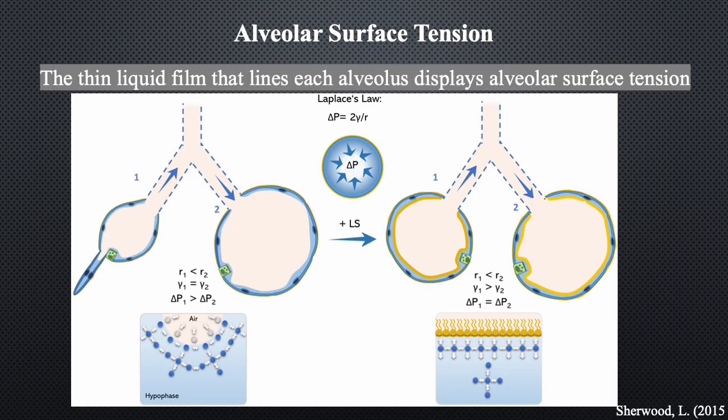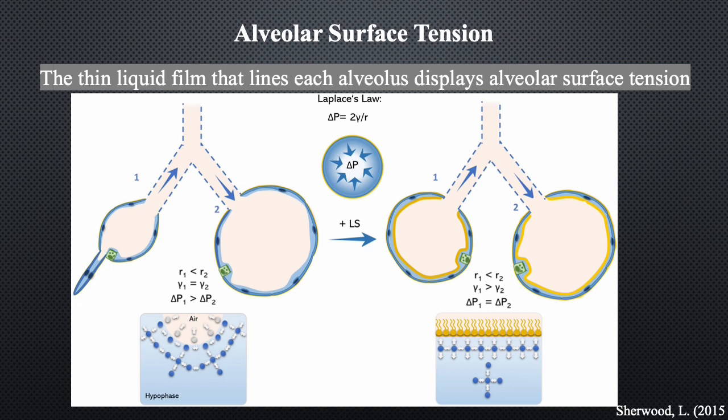Pulmonary surfactant is a mixture of lipid and protein which is secreted into the alveolar space by epithelial type 2 cells. The main function of surfactant is to lower the surface tension at the air-liquid interface within the alveoli of the lung. In order to understand the function of pulmonary surfactant, we have to understand alveolar surface tension as well. The thin liquid film that lines each alveolus displays alveolar surface tension.